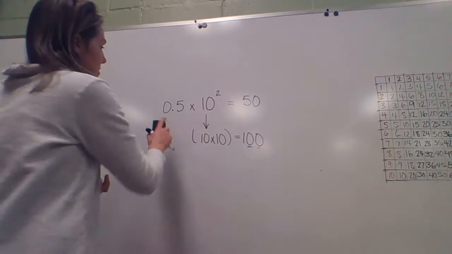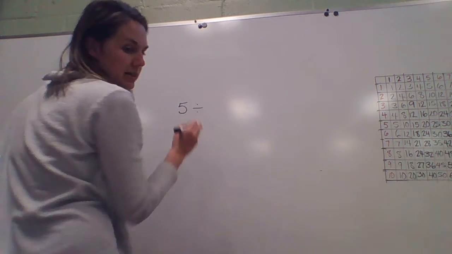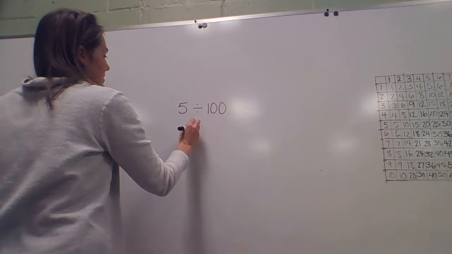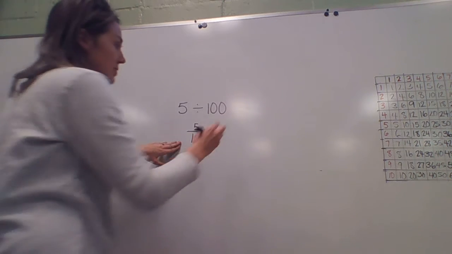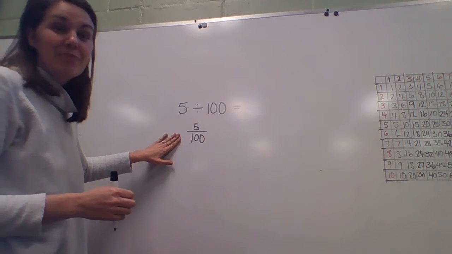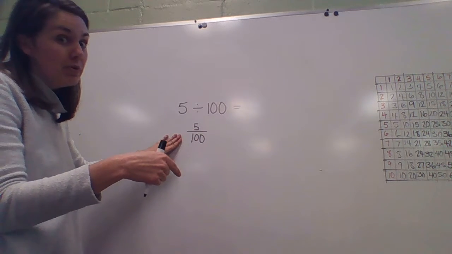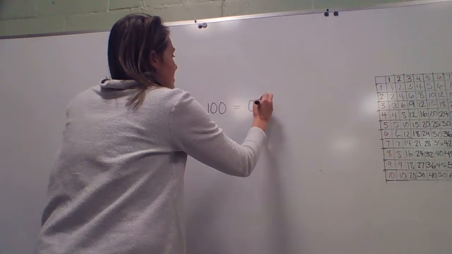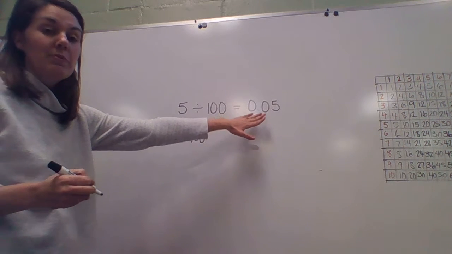The next one says, now they're changing it, and I have 5 divided by 100. So remember, we can think of this the same way as 5 out of 100, or 5 100ths. If we were going to write that as a fraction, it's already there, 5 out of 100, right? But if I'm going to write it as a decimal now, because we're working with decimals, I'm going to write it with a 5 in the hundredths place, because I have 5 100ths. So 5 in the hundredths place would be 5 hundredths.